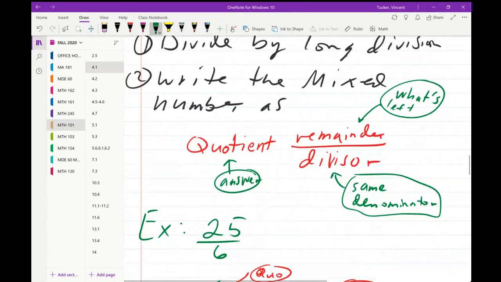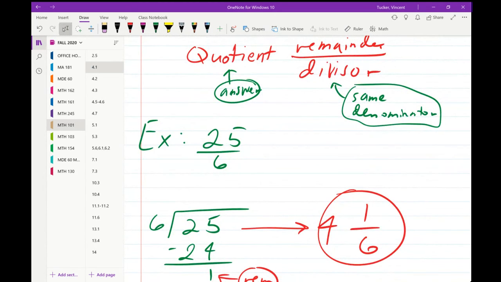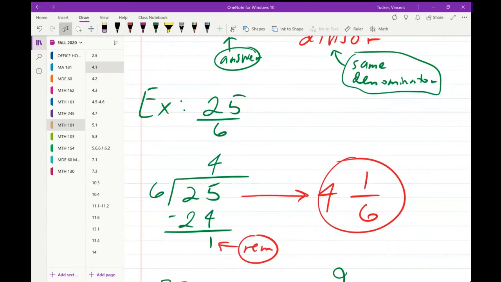All right. So if I have 25 over 6 and I want to write that as a mixed number, I would divide by using long division, 6 into 25. 6 goes into 25 4 times. 6 times 4 is 24, and that gives us a remainder of 1. So this 4 right here is your whole number. That's the quotient.